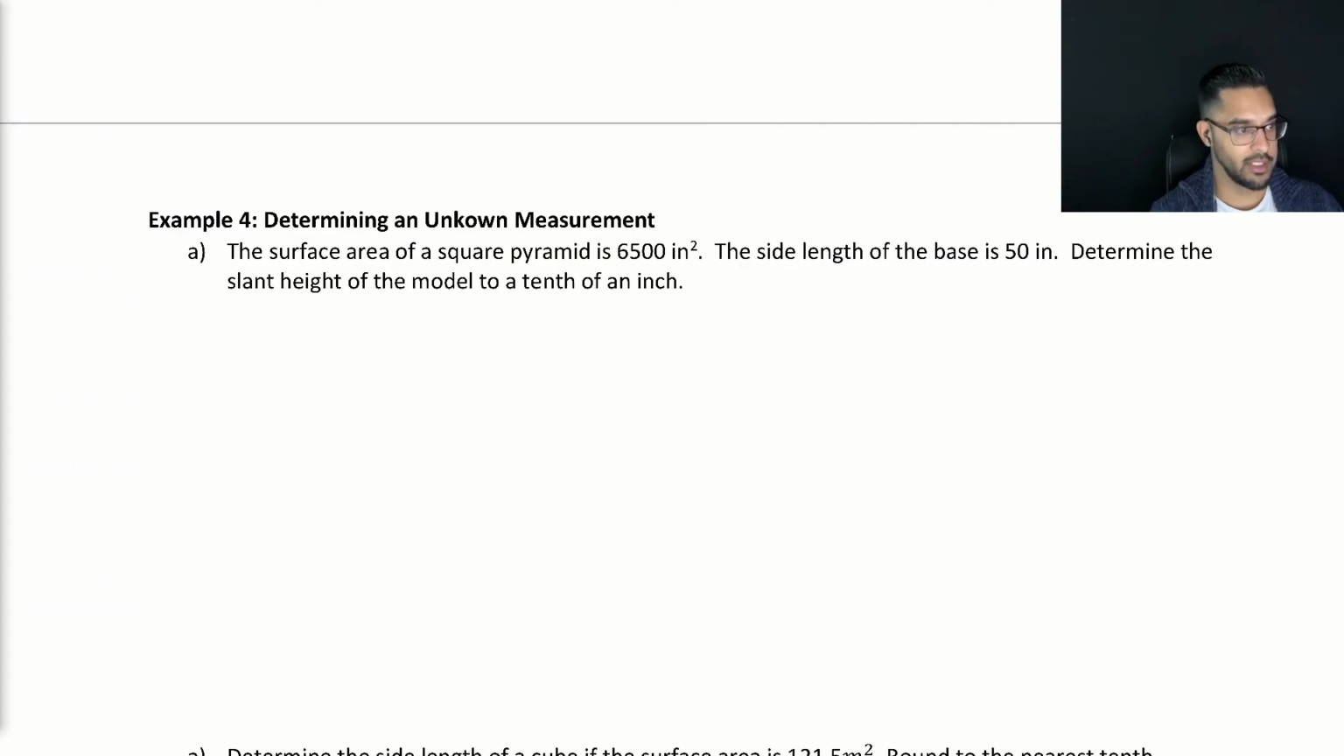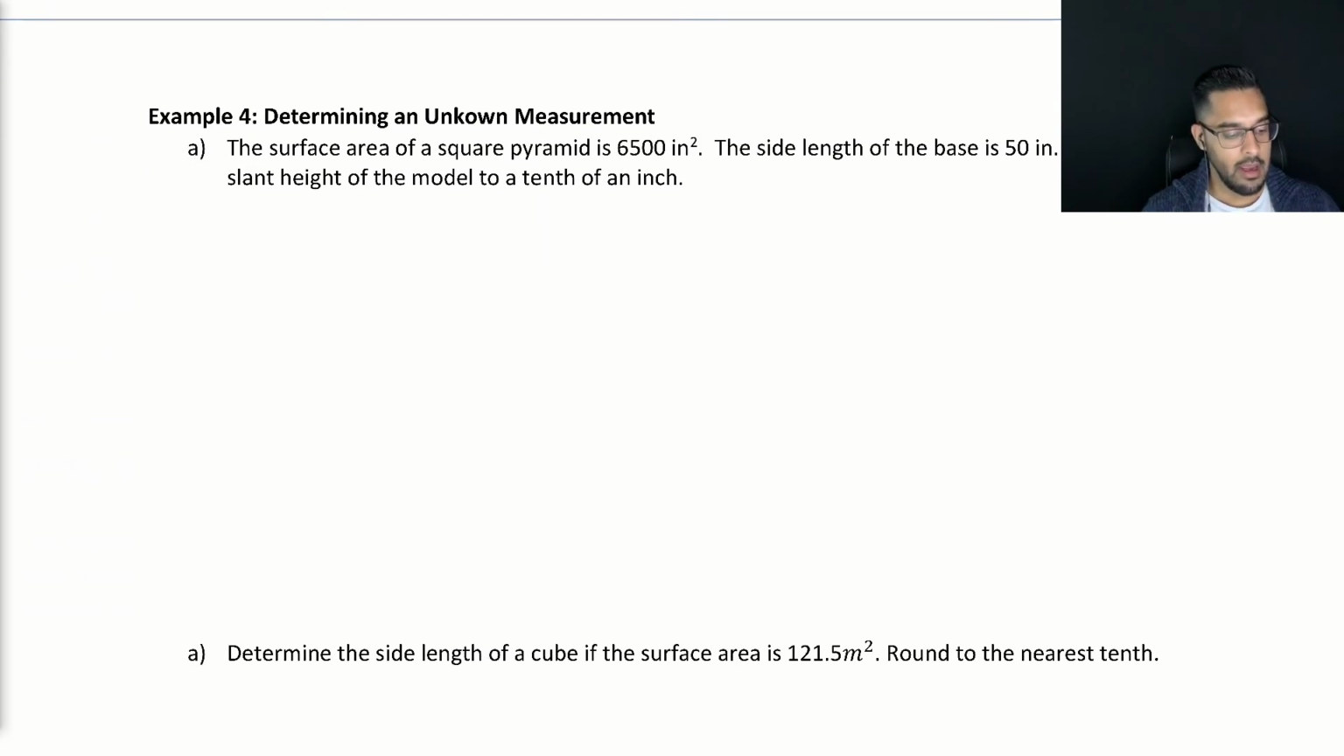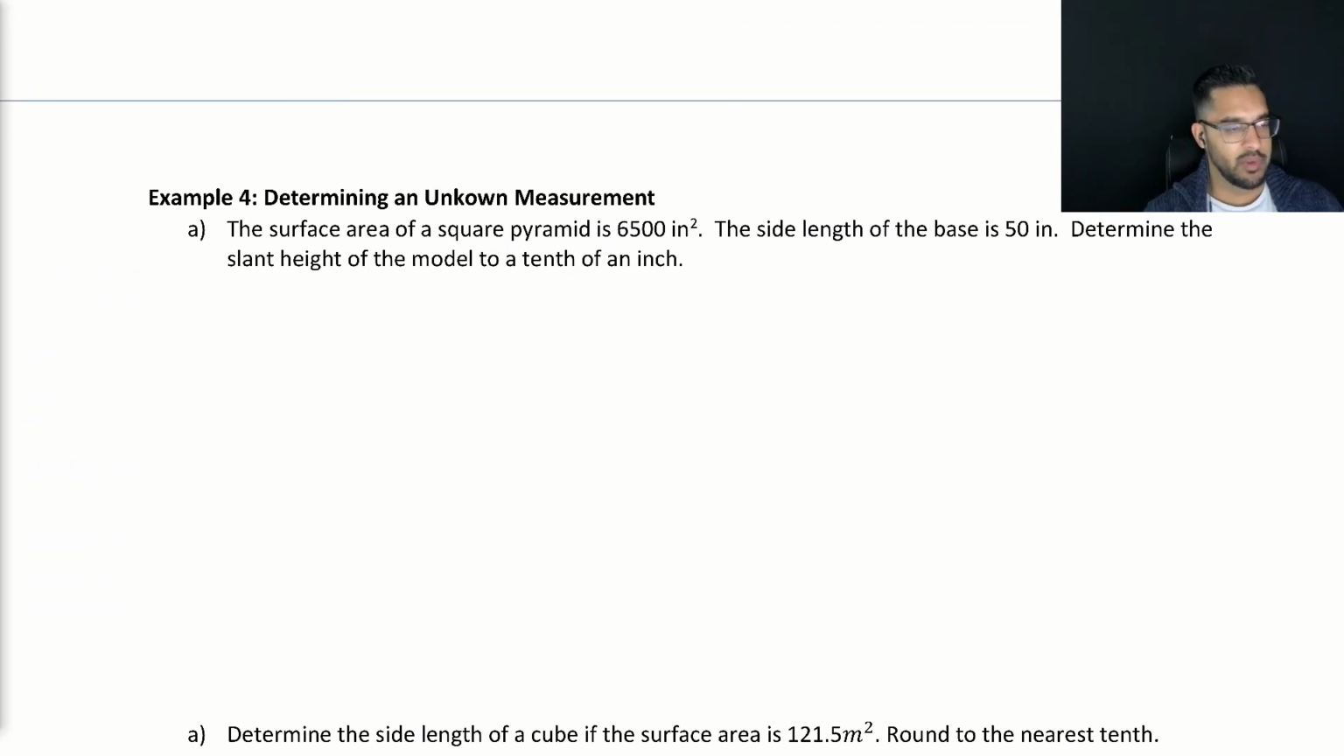What happens if we're actually given the surface area and we work backwards to find out the measurements? So here again, we don't have a picture, which we don't really need one, because it says it's a square pyramid and the area is 6,500 inches squared. Side length of the base is 50. Determine the slant height to the nearest tenth. So our surface area, again, is the area of the base plus the area of the faces.